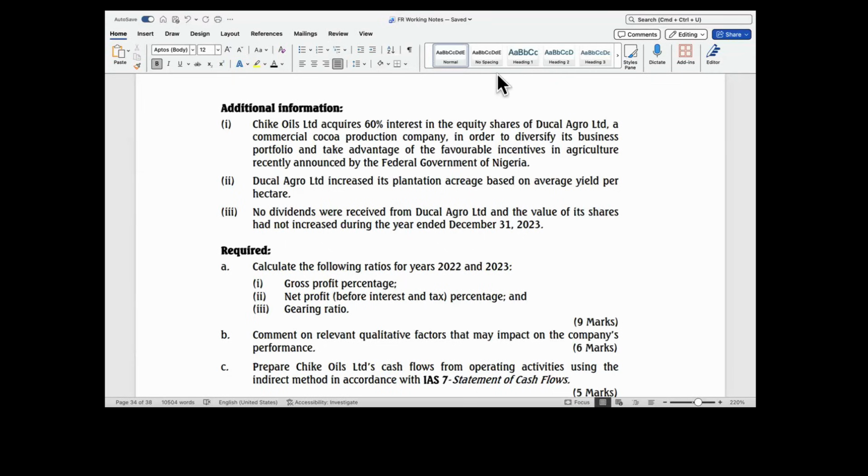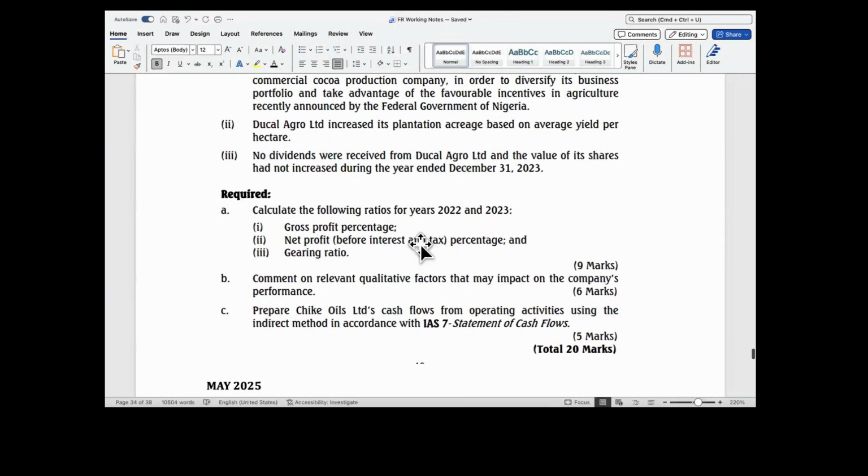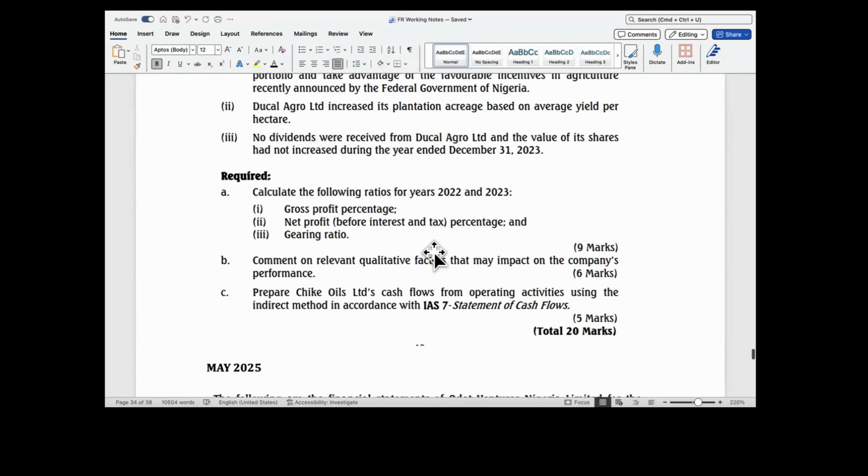Required, calculate the following ratios for years 2022 and 2023. Gross profit percentage, net profit before interest and tax percentage, and gearing ratio for 9 marks. Then B, comment on relevant qualitative factors that may impact on the company's performance for 6 marks. The C part says prepare Chike Oils Limited cash flow from operating activities using the indirect method in accordance with IAS 7. Statement of cash flow for 5 marks, total 20 marks. Thank you. Thank you very much, Shidera.